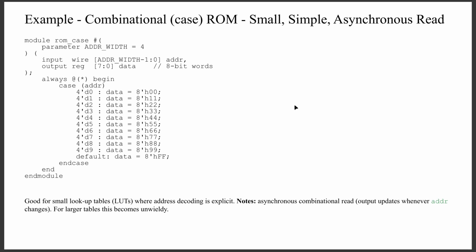Alright, so here's an example of ROM in a small, simple asynchronous read in Verilog. We declared a parameter called address width equal to 4, an input wire of address, and an output register of data. So we begin in an always loop. For any address, we write into data these values 0, 1, 2, 3, 5, 6, 7, 88, and 89, and the default will be FF.